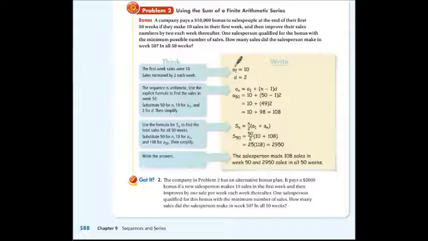So right here we have the first week of sales were 10, and it's got to go up 2 each week. The sequence is arithmetic, so we use the explicit formula to find the sales in week 50. We just plug everything in and find that we have 108 sales in the 50th week. Then we use the formula for the sum to find the total sales in all 50 weeks. So we plug in these numbers and we get 2950. It's really that simple.